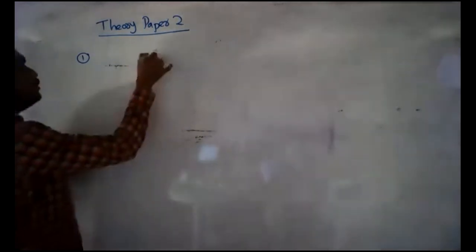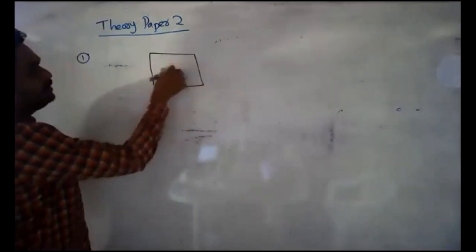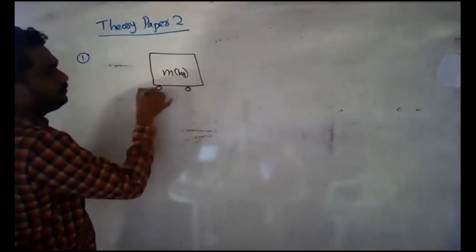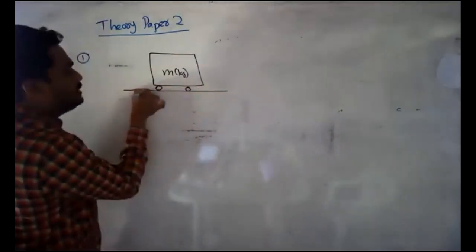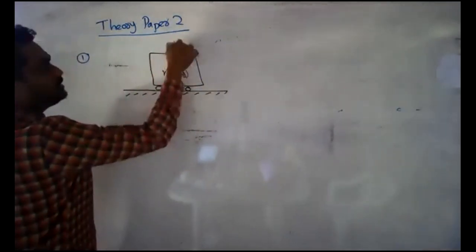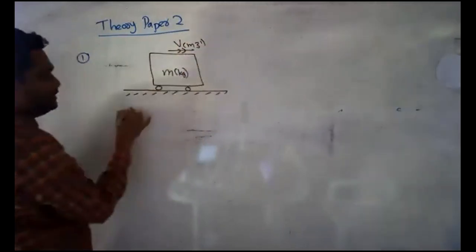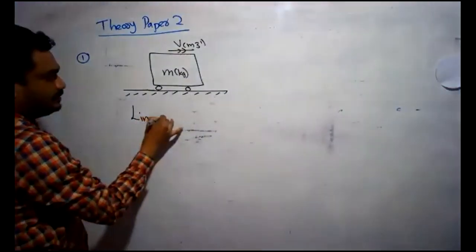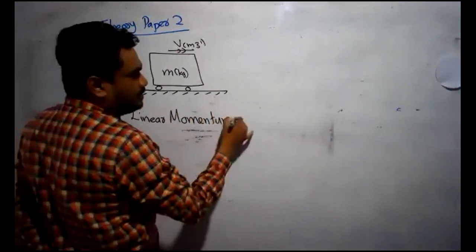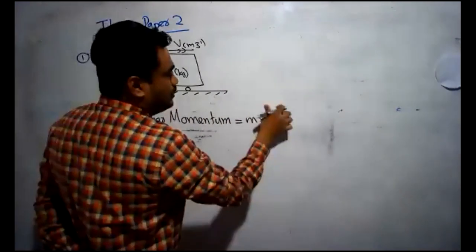Let's say there is an object of mass m kilogram. This object is moving with a velocity of v meter per second. These questions are essential to understand the theory, right? Then it is defined linear momentum. Linear momentum of this moving object is defined as the product of mass into velocity.